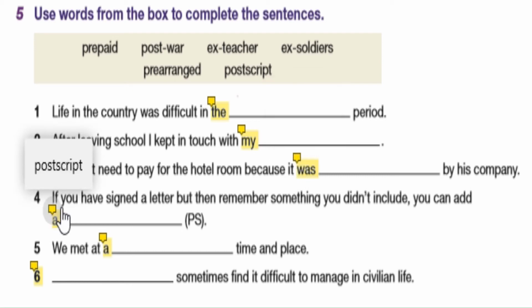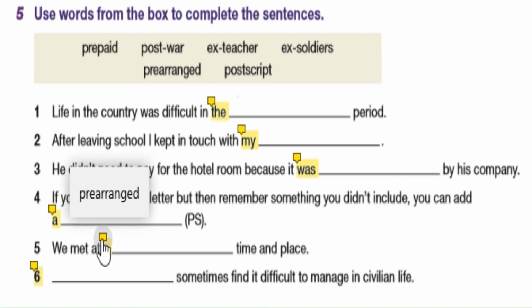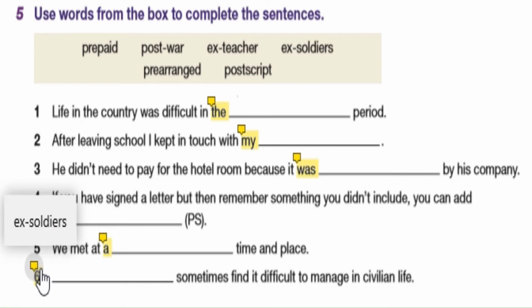Number 4. If you have signed a letter but then remember something you didn't include, you can add a PS, the abbreviation PS. You can add what? You can add postscript. Number 5. We met at what time and place? We met at a pre-arranged time and place. Number 6. Who sometimes find it difficult to manage in civilian life? Yes, ex-soldiers.